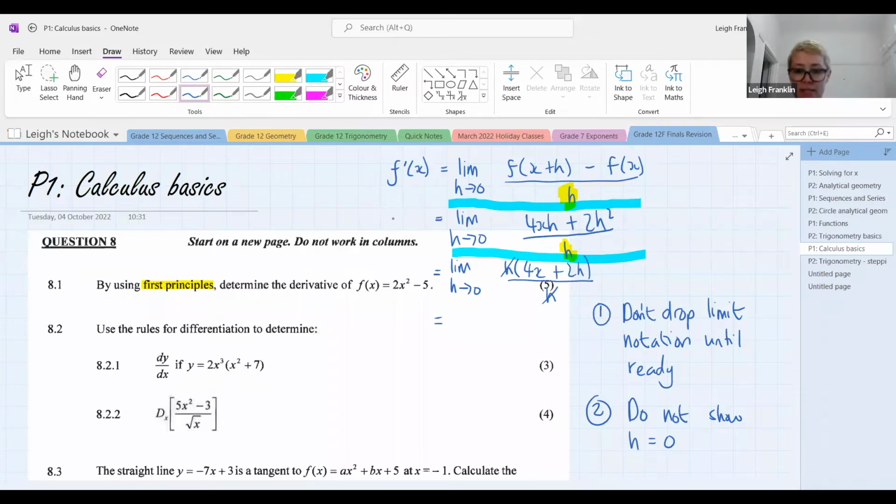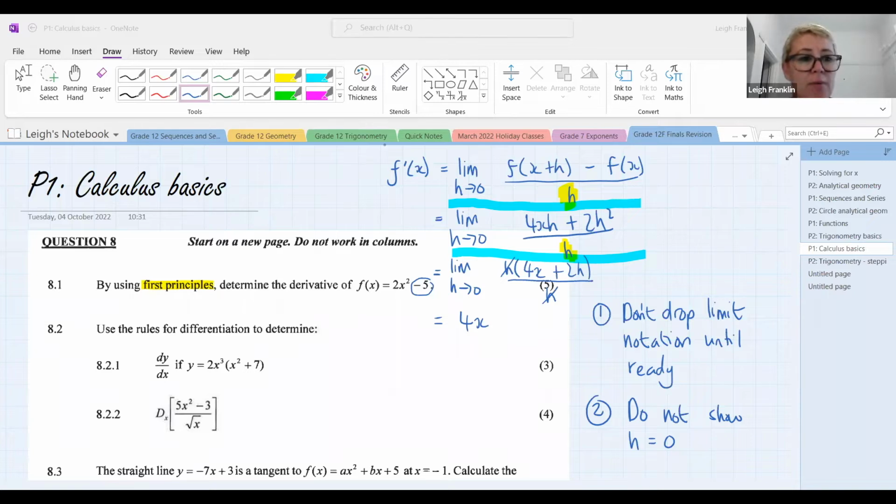It is not necessary to show that h is equal to 0. You must not do that. And all you are going to write is equals 4x, just like that. It is indeed. Okay, just 4x. All right, so you can check your answer using the power rule. So 2 times 2 is 4x. Take 1 away from the exponent, and that would leave you with your 4x. And of course, the derivative of any constant would be 0. Okay, and that is how you are supposed to set it out.